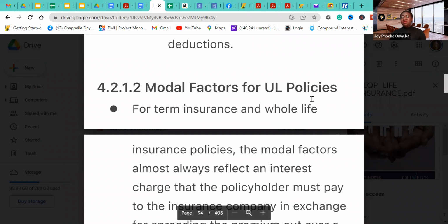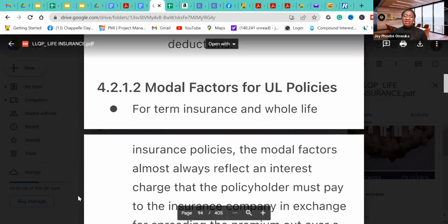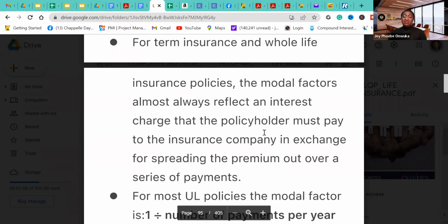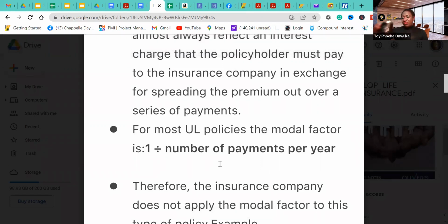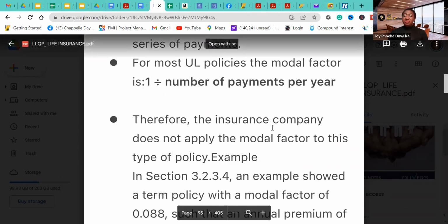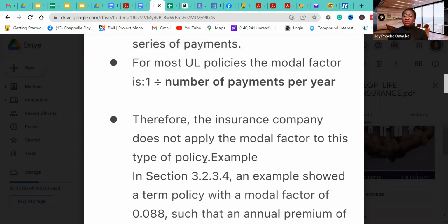Okay? Modal factor for UL policies. Remember modal factor? If you don't remember, then I would like to say you should go back. Anyways, we'll learn it more here. For term insurance and whole life insurance policies, the modal factor almost always reflects an interest charge that the policyholder must pay to the insurance company in exchange for spreading the premium out over a series of payments. All right. For most UL policies, the modal factor is 1 divided by the number of payments per year. Therefore, the insurance company does not apply the modal factor to this type of policy.